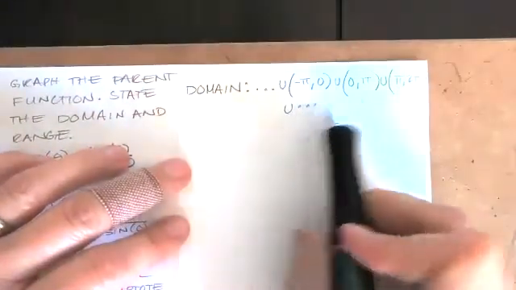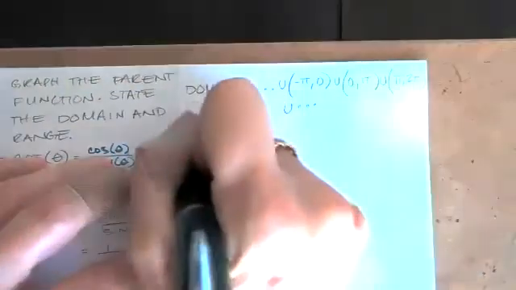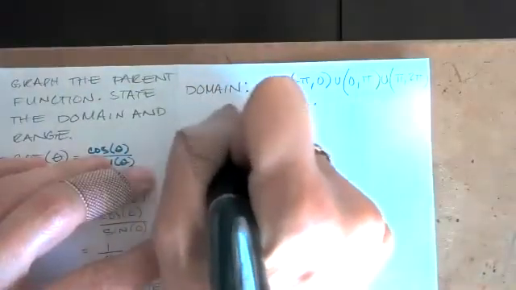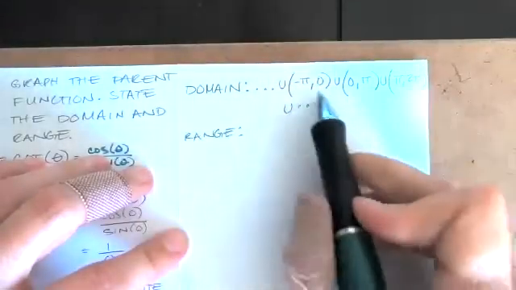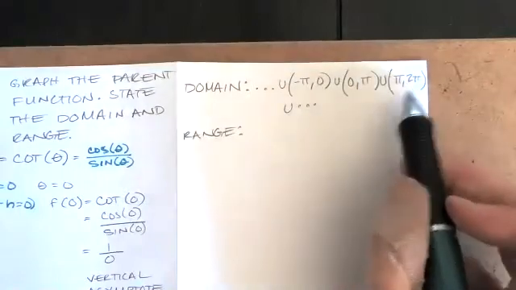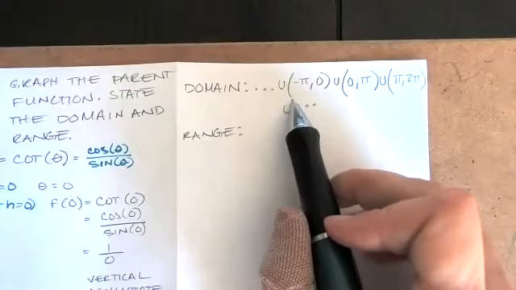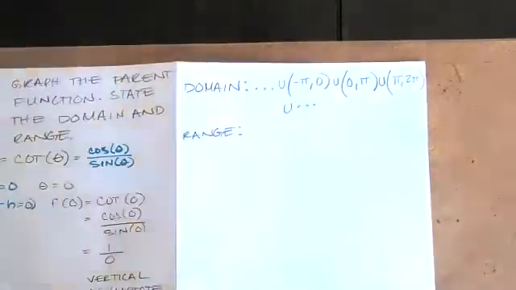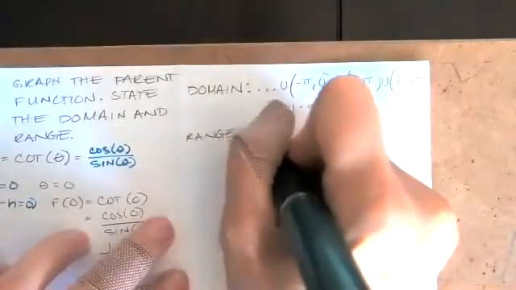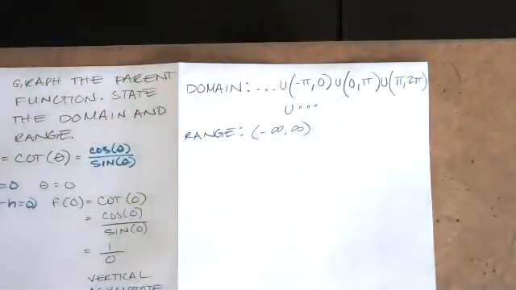Right, so we're creating a pattern that people can understand. And we're just linking these areas in between the vertical asymptotes with unions. Also, because we do have vertical asymptotes, notice these are parentheses and not brackets. And then the range will be very familiar. It's negative infinity to positive infinity.